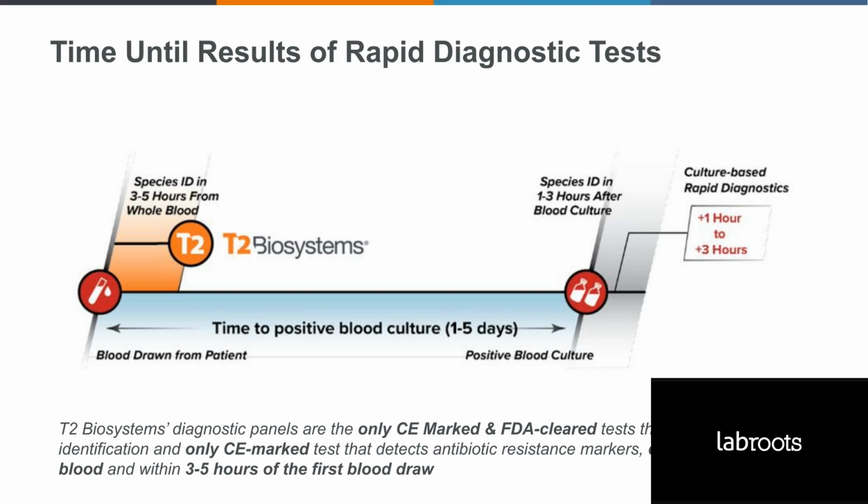T2 Biosystems diagnostic panels are the only CE marked and FDA cleared test that provides species identification, and the only CE marked test that detects antibiotic resistance markers directly from whole blood and within 3 to 5 hours of the first blood draw.